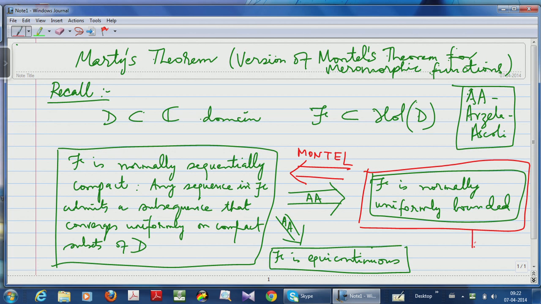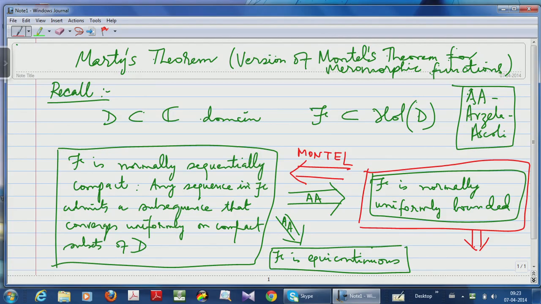The other important point about Montel's theorem is that you really don't worry about equicontinuity. This is basically because you are working with analytic functions. What is happening is that this condition, that the family is normally uniformly bounded, tells you that if you take the family of derivatives of these functions, then that family of derivatives is also normally uniformly bounded. So let me write this as f prime is normally uniformly bounded.